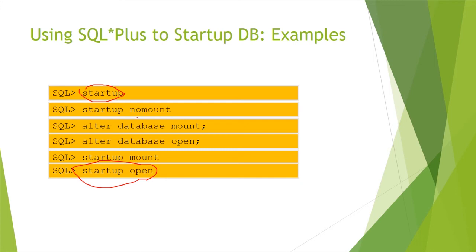In case you put your database in nomount state, to mount the database and open it, you have to use the alter database command: alter database mount and then alter database open. So if you start up your database using startup nomount, your database instance is started without mounting and opening the database. To go to the next stage, or to the open stage, you have to use the alter database command. Alter database mount to mount the database, and then alter database open to open the database.